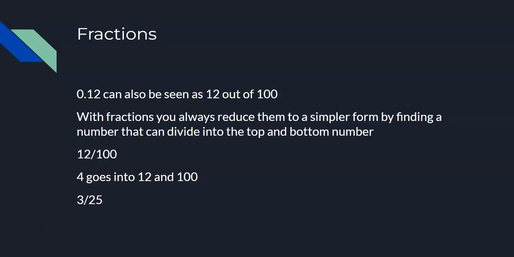And with fractions, you always reduce them to a simpler form by finding a number that you can divide into the top and bottom number. So 12 out of 100, 4 goes into 12 and into 100. So we'd simplify that down to 3 over 25.